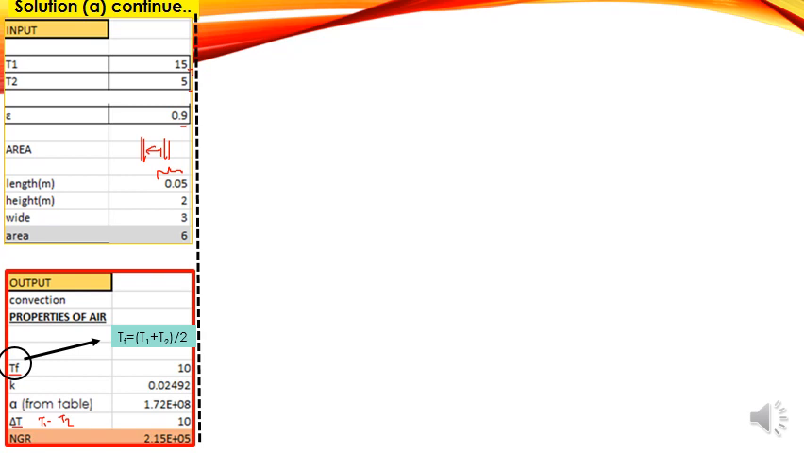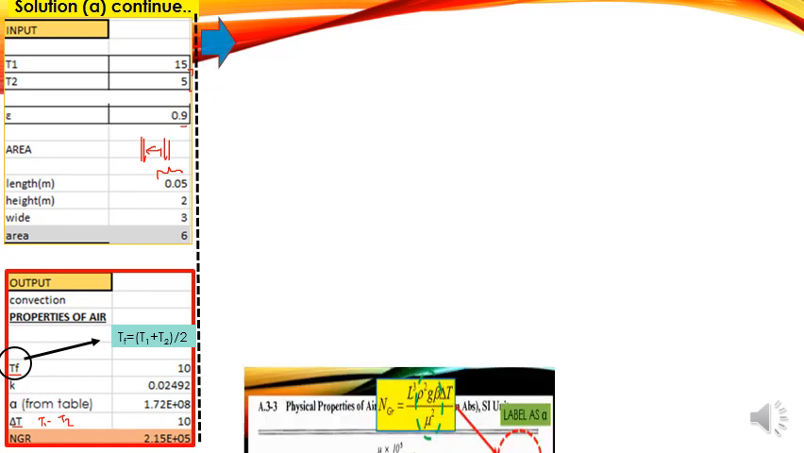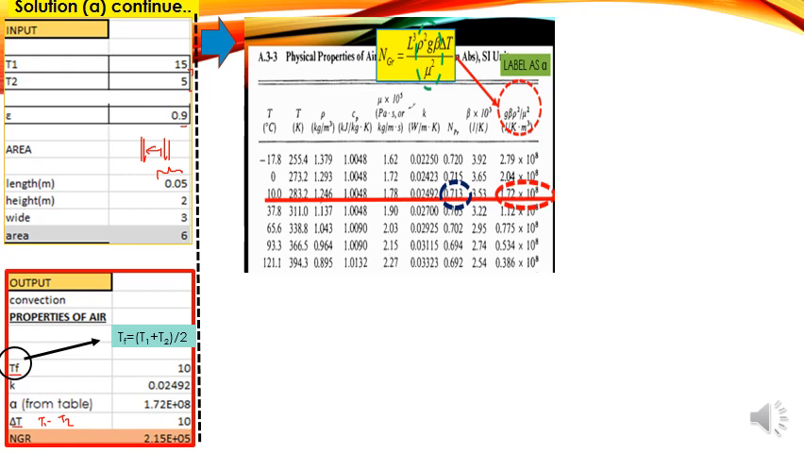I just want to remind you that the TF is very important to determine all the properties of the air in order to calculate the Grashof and Prandtl number. So that's why we need to calculate TF first. Since we already know TF in this case, which is 10, we can directly get the items I labeled before as alpha, where the alpha term is needed in the equation here to calculate the Grashof number.